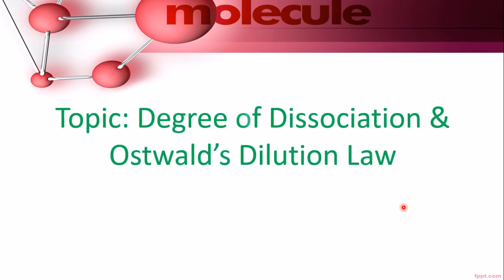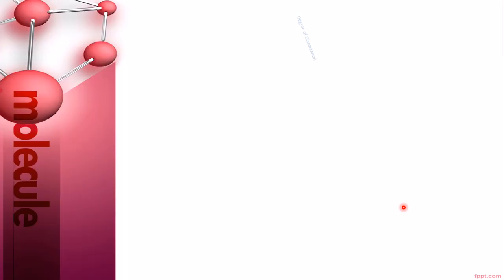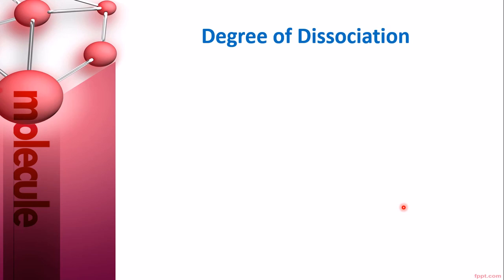And today our topic is Degree of Dissociation and Ostwald's Dilution Law. Degree of Dissociation. You know that strong acid and strong base are dissociated 100% in solution. So, degree of dissociation is not applicable for them. But weak acid or weak base or any weak electrolyte, they are not dissociated 100% in solution. For example, acetic acid, ammonium hydroxide, they are not dissociated 100%. So, degree of dissociation, this term is applicable for them.